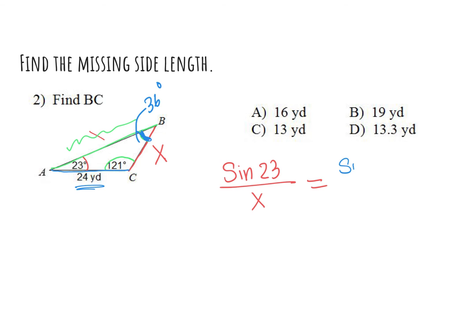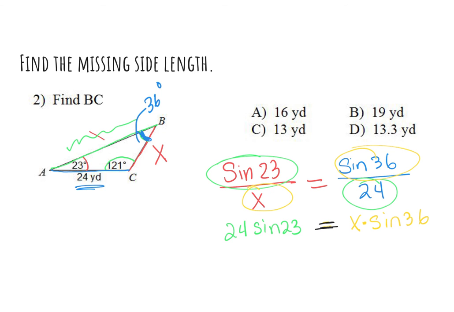So I'm going to set up sine 36 over 24. And now I'm going to cross multiply. So I end up with 24 times the sine of 23 equal to x times the sine of 36. I isolate my variable x by dividing by sine of 36. And at that point, I would go to my calculator to find the answer. Make sure you are in degree mode. So you end up with x equal to 15.9 approximately. And judging by my answers, the correct answer would be A.